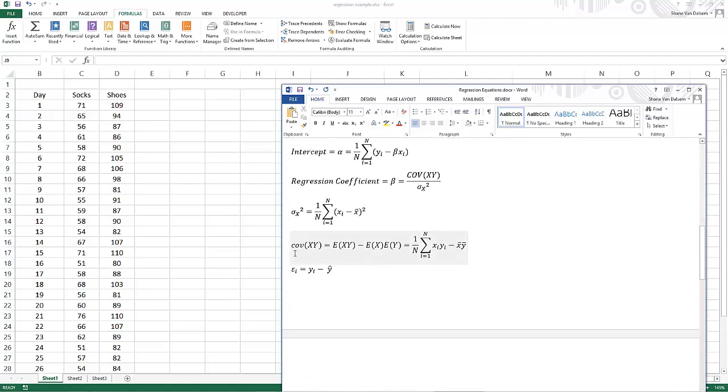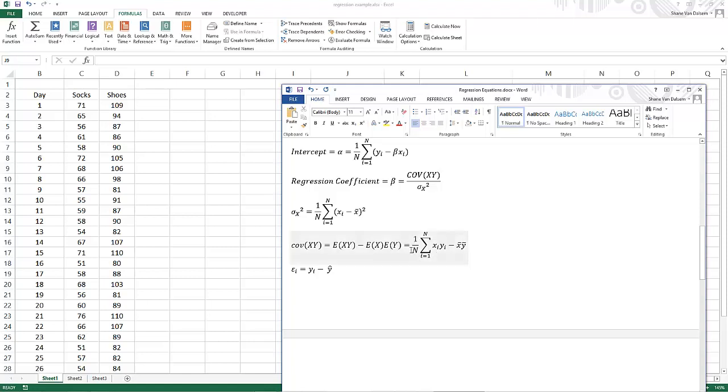To calculate the covariance, I'm going to scroll down here. The covariance of xy is equal to the expected value of x multiplied by y, minus the expected value of x multiplied by the expected value of y. For our calculations, this is equal to 1 divided by n, the number of observations, multiplied by the sum of each of the products of x and y for each observation, minus the average number of shoes sold multiplied by the average number of socks sold.